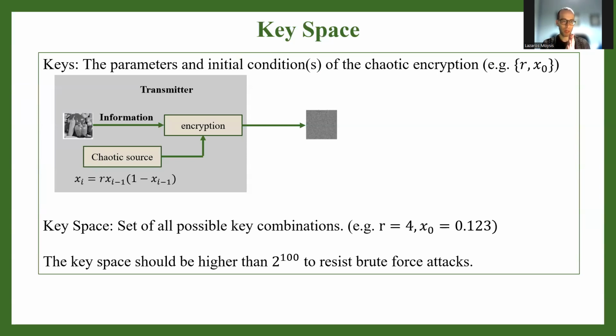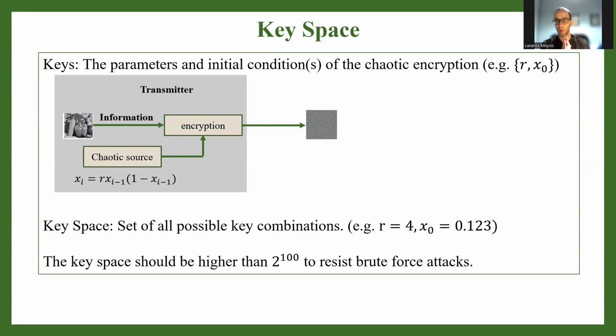Let's say, for example, I'm using the logistic map to encrypt the signal. This means that my key values are the parameter of the map, r, and the initial condition, x0. So we have two different keys here. Of course, the higher the number of keys that we have, the higher the key space is going to be.